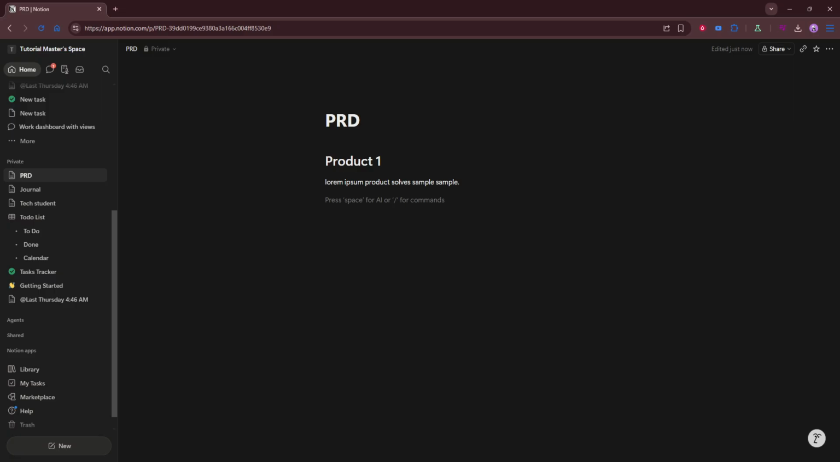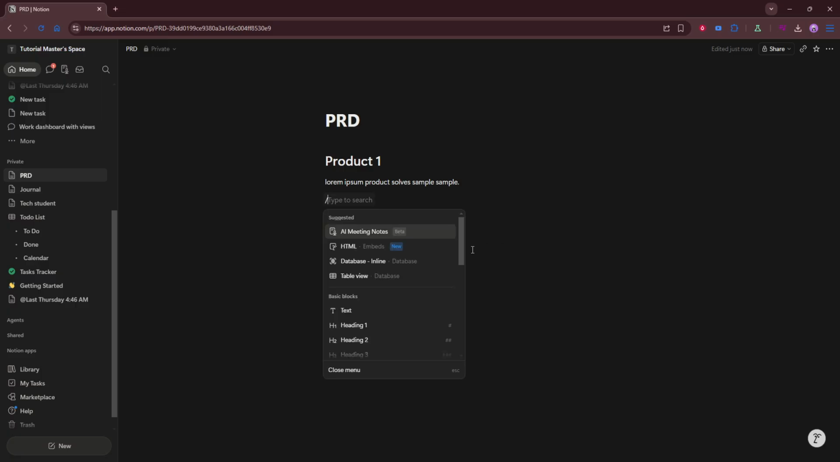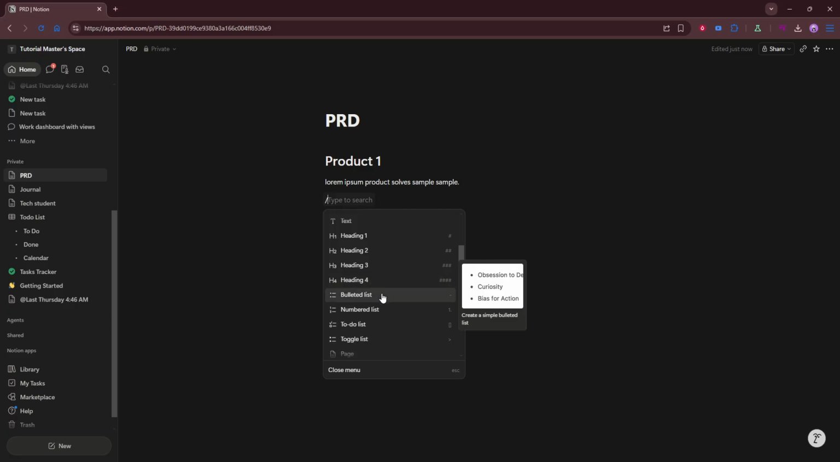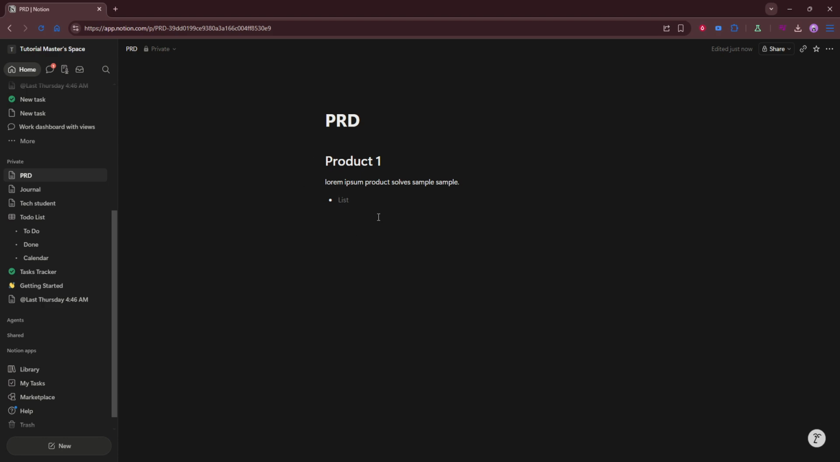After that, define the target users and their needs. Be specific about who this product or feature is for and what they are trying to accomplish. This helps your team design and build with the right audience in mind. It also makes decision making easier when priorities or trade offs come up during the project.